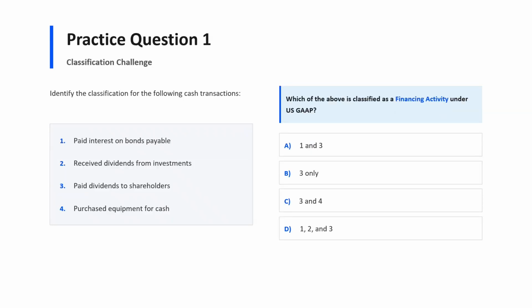Okay, so let's tackle our first practice question, a classification challenge that tests our understanding of cash flow activities. This question asks you to identify which of the listed transactions are classified as financing activities under US GAAP. Remember, the key here is to distinguish between operating, investing, and financing activities. Think about how each transaction impacts the company's long-term debt and equity. And pay close attention to the distinction between interest and dividends, as this is a common exam trap.